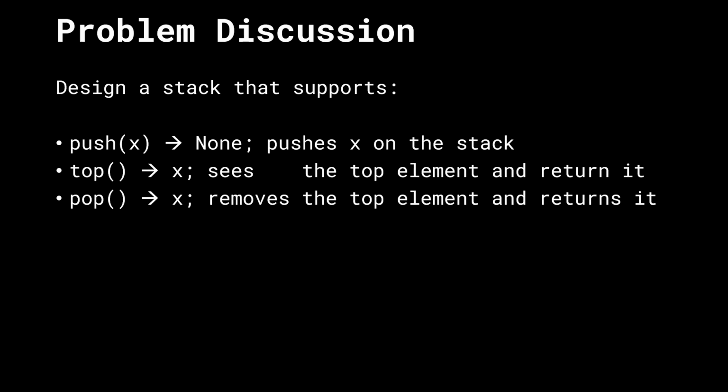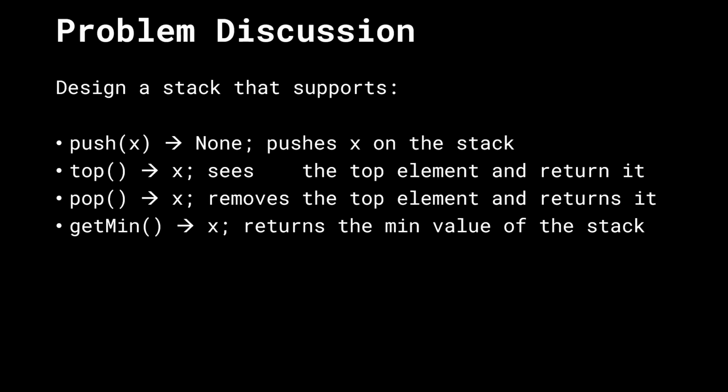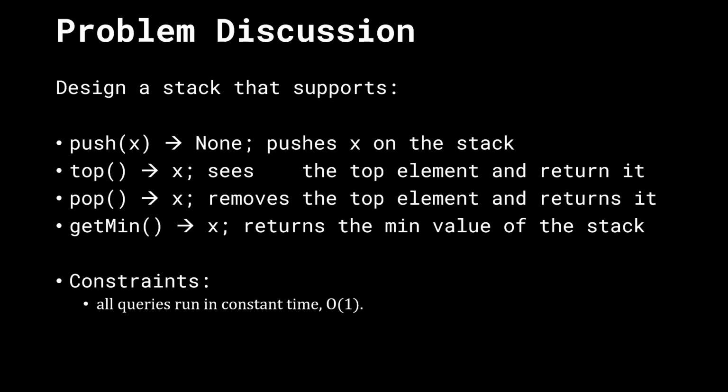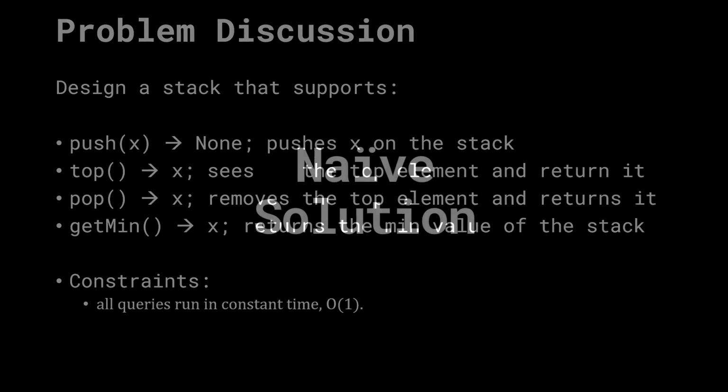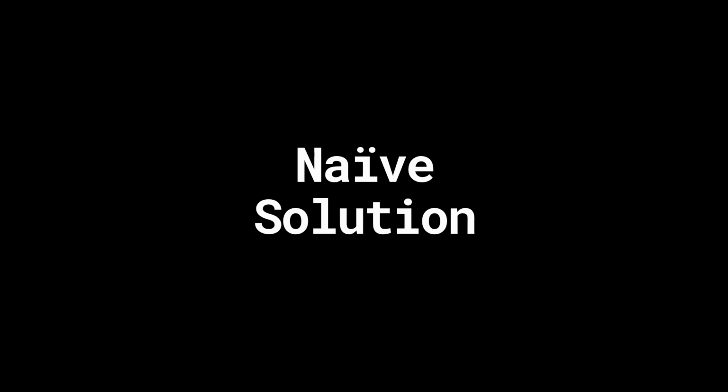But now there is a fourth operation given to us, getMin. This function is going to return a value X which is going to be the minimum value of the entire stack. Now, the only constraint that is given to us is that all of the queries should run in constant time. That is, they should take order of 1 time each. Now, how do we start to think about a solution? Well, since the problem is about using a stack, let's go ahead and create a stack, and we'll start to see what we do once we get the queries.